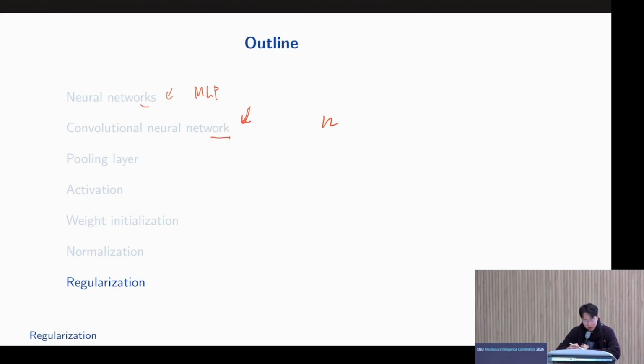And to make CNN work, we introduced various techniques: pooling layers to reduce spatial information for the activation layers, and different activations like tanh, sigmoid, ReLU, and very important, weight initialization. This is still used today. And normalization: we talked about batch norm, instance norm, group norm, layer norm, etc.